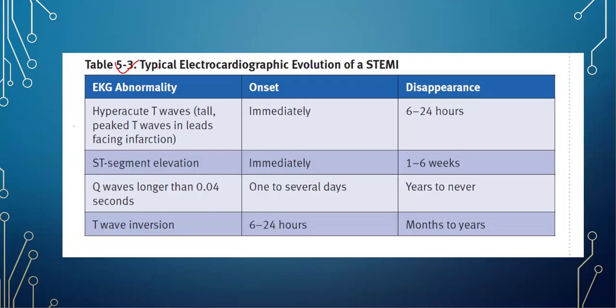Now, what is the typical ECG evolution of an ST elevated MI? Sometimes I have seen that it comes in the exam. For a patient who has got ST elevated MI, immediately they get a hyperacute T wave, followed by ST segment elevation, then they get Q wave, and then they get T wave inversion. So this is a step-by-step ECG change in an ST elevated MI.